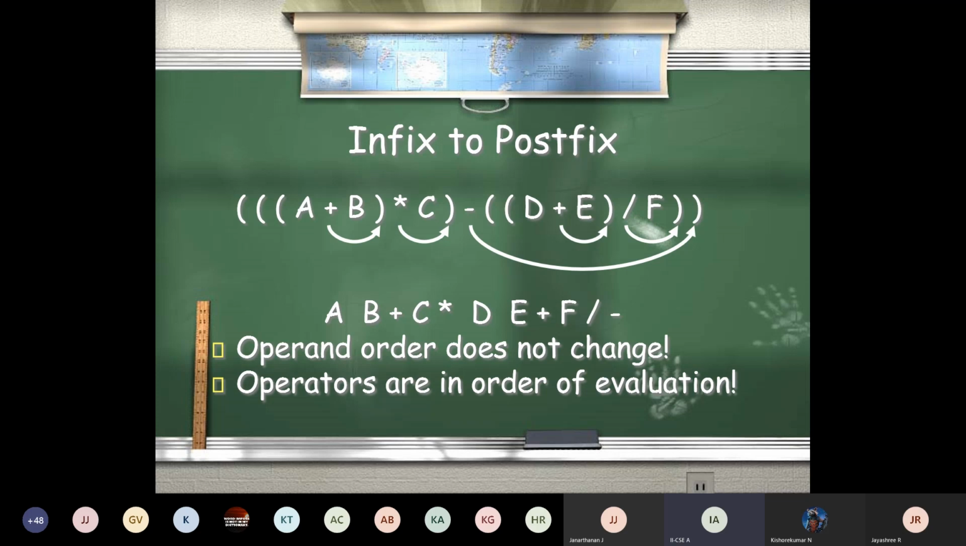Okay, so thereby your postfix notation does not require a parenthesis. Already they are in the order of precedence, or the order of execution. Okay, I hope you can understand this example also. We'll move on to the next one.